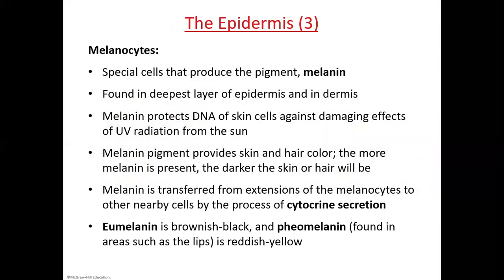So you find the melanocytes in the deepest layer of the epidermis, and also some in the dermis. So they're going to be in that stratum basale layer and then underneath in the dermis. And the job of melanin is to protect ourselves, basically, from the harmful effects of UV radiation, ultraviolet radiation from the sun. Melanin is a natural sunscreen, basically. The problem is UV radiation is a high energy light, and it's high enough energy that it can directly interact with the DNA that's in our cells and cause mutations in that DNA.